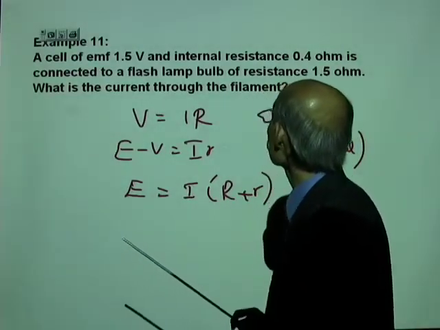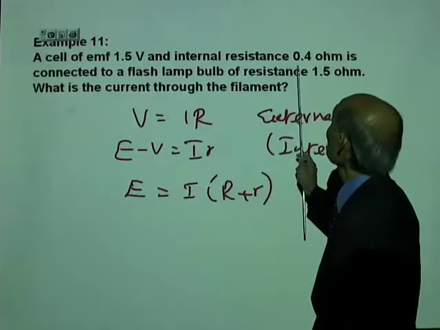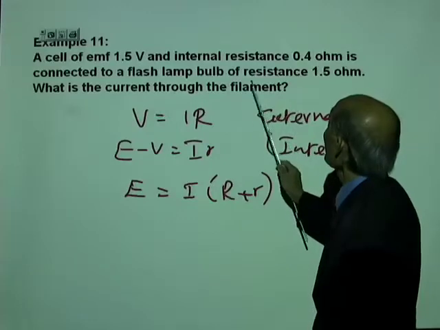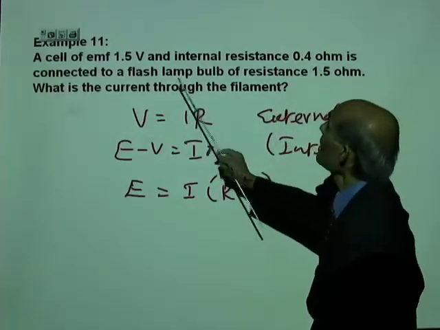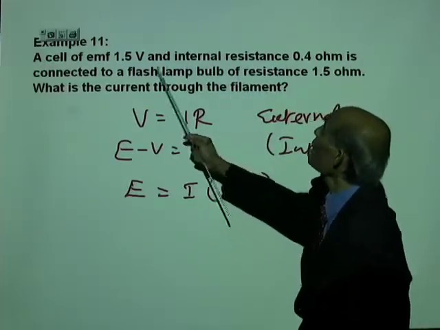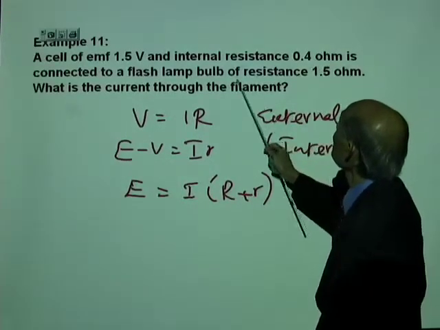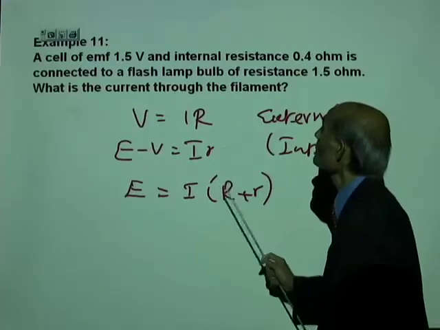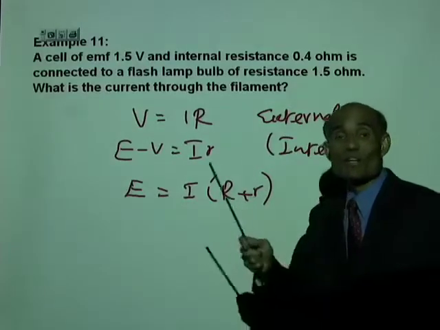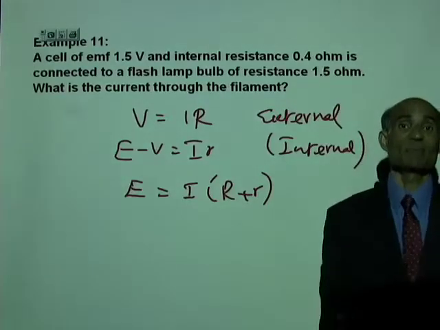Which of these equations will you be able to use here? We know the EMF, we know the internal resistance, and we know the external resistance. We need to find the current I. So obviously it is the entire circuit, internal plus external, that we're going to use here.